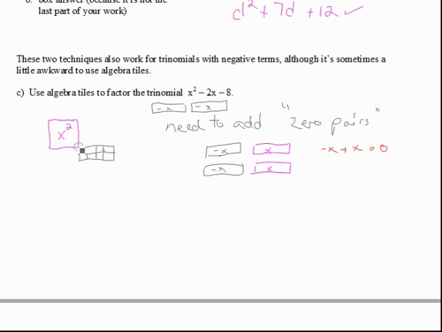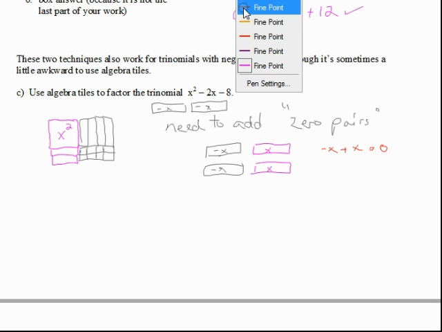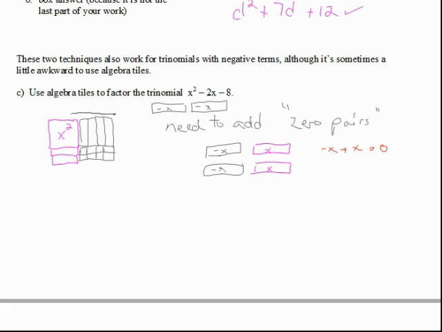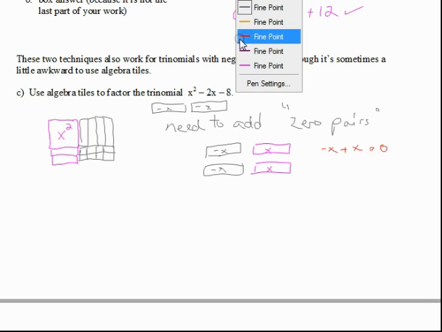Now I can see that I can put in 1, 2, 3, 4. These are all minus x tiles. And I can put in a positive x tile and a positive x tile there. That makes my rectangle. Now, you need to be careful with this because, oh, I don't really want to use that color, do I? Let's use red.